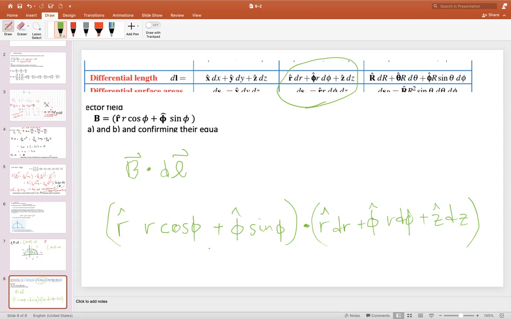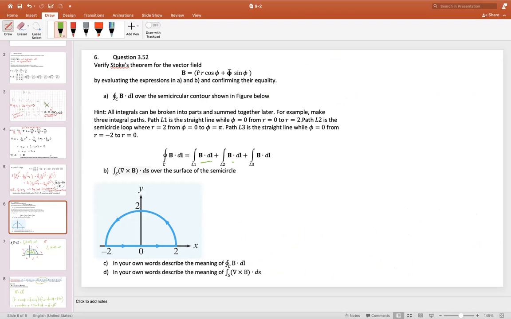So we're going to end up with R cosine phi dr plus R sine of phi d phi. This is equal to B dot DL, which occurs in all three of the integrals. The only difference is going to be the limits, and the limits are taken from here.